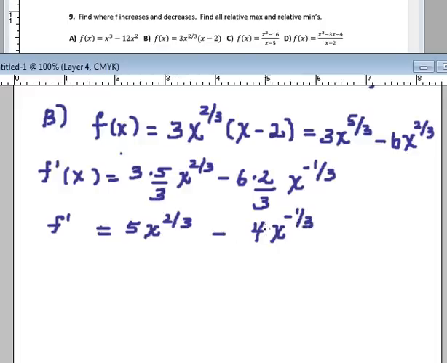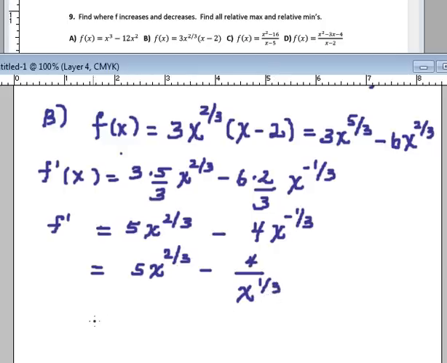Okay, so you see this negative exponent. If we write this in the denominator, we can see that now we have a place where f prime does not exist. F prime does not exist at x equals 0.